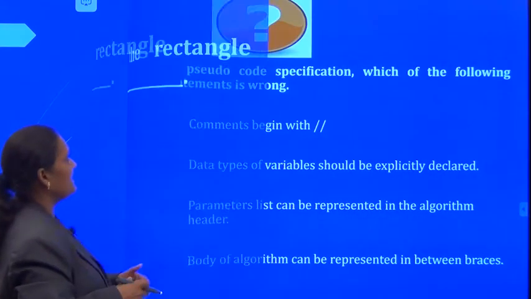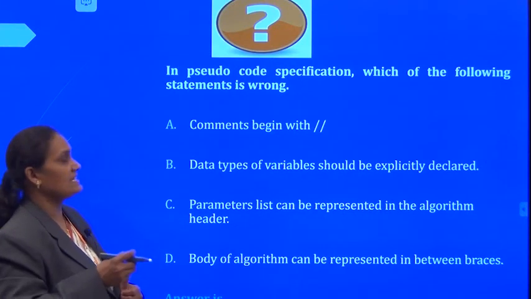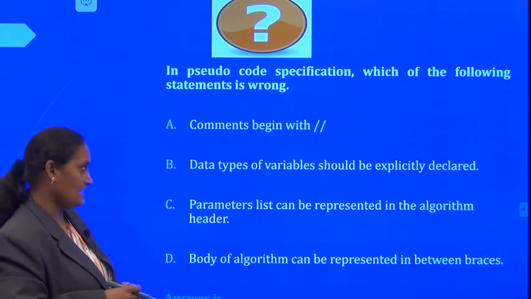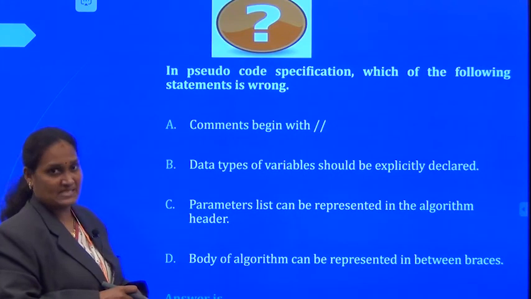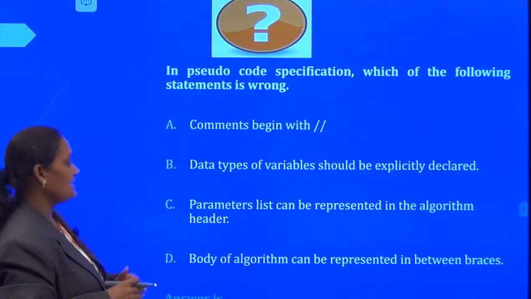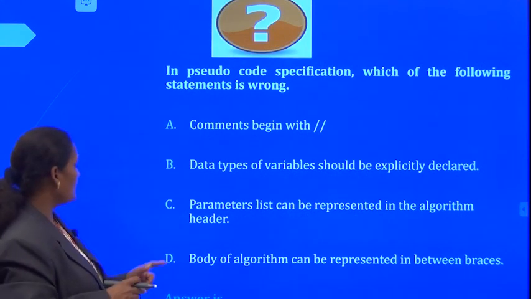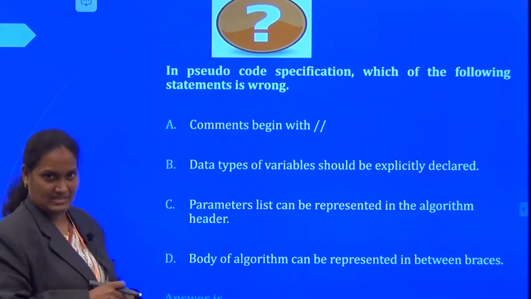The next question is, in pseudocode specification, which of the following statements is wrong? Option A, comments begin with a double slash. Option B, data types of variables should be explicitly declared. Option C, the parameters list can be represented in the algorithm header. Option D, the body of the algorithm can be represented in between braces.